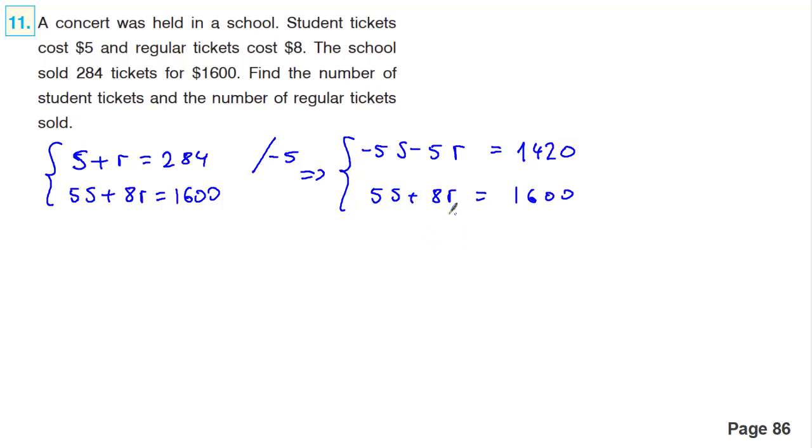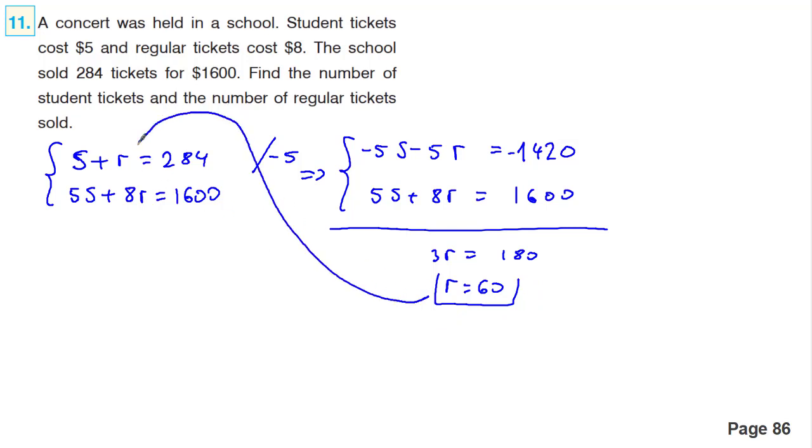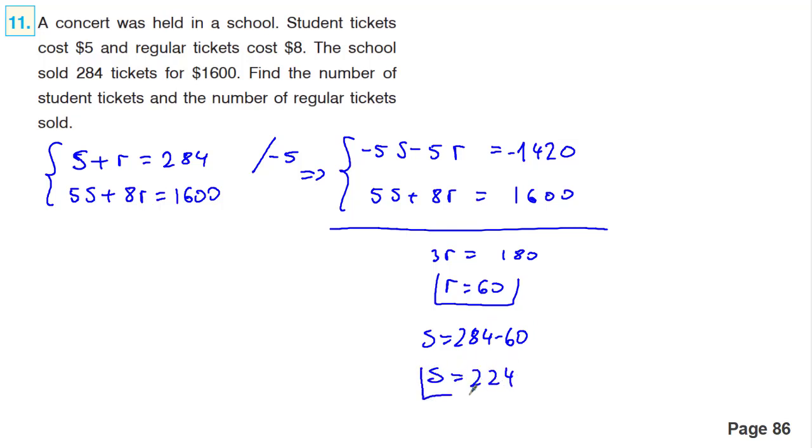All right, so now if you add them side by side, what do you get? 3r, because negative 5s and 5s cancel. If you add them side by side, you get 180, which leaves r equal to 60. So there were 60 regular tickets. And if there were 60 regular tickets, it would be better if you substitute here r. So you get that s is 284 minus 60, which means there were 224 student tickets.